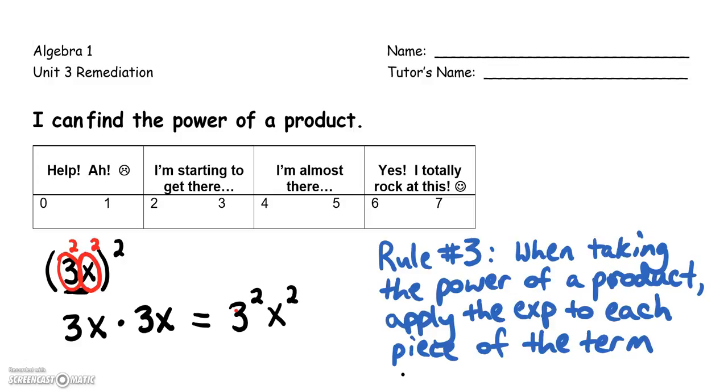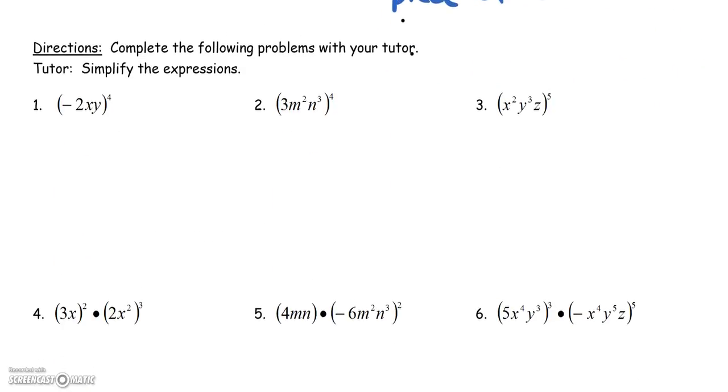Now let's see what that looks like with the example problems. In question number 1, we have negative 2xy, that entire quantity to the fourth power. So according to our rule number 3, we're going to take each individual piece of that term to the fourth power. We'll start with negative 2. We'll take negative 2 to the fourth power. The next piece of the term is x. We'll take x to the fourth power. And the final piece is the y. We'll take y to the fourth power.